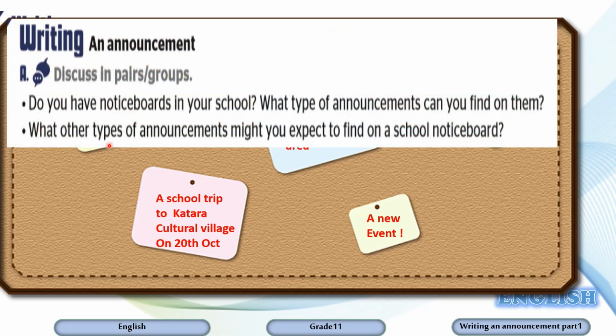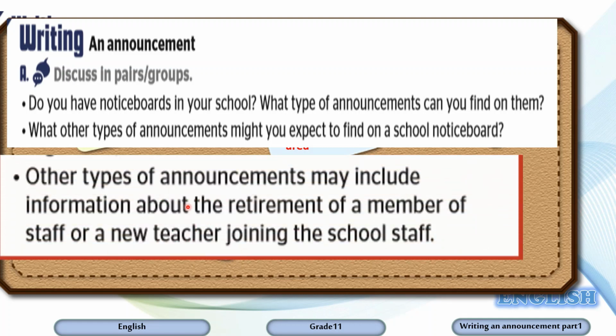Now let's move on to the second question. What other types of announcements might you expect to find on school notice boards? Can you think of any other announcement that you feel are important to show to students or you expect to find in the future? Other types of announcement may include information about the retirement of a member of staff or a new teacher joining the school staff.